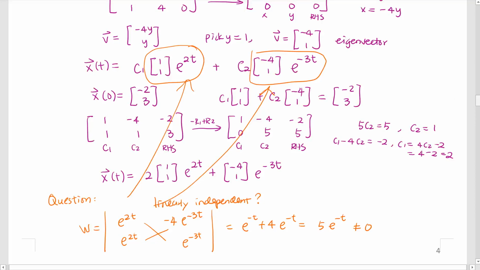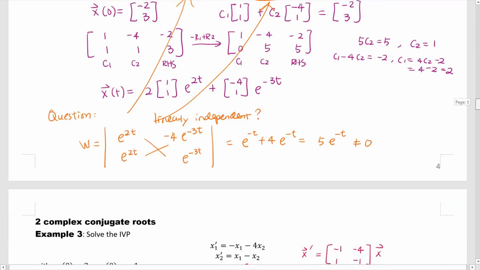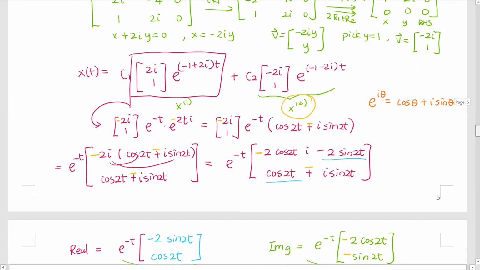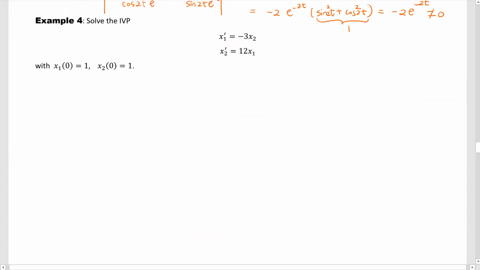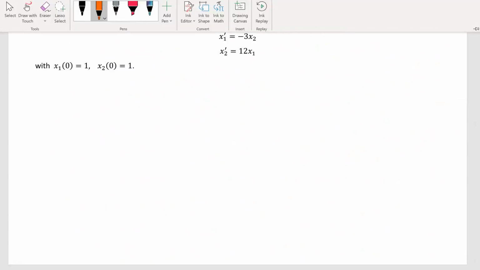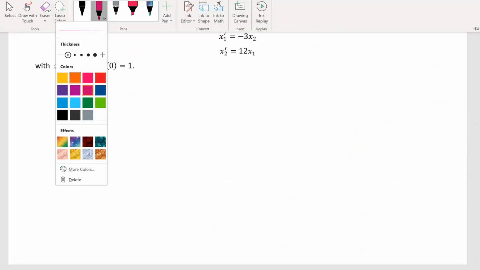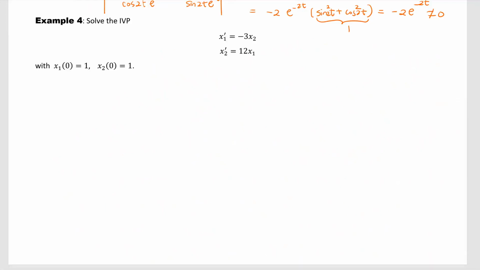Okay, so let's keep going. Okay, so here we have example 4. So let's solve example 4. Please pause the video and try to work on this problem first. After you're done, let's check our answer together. This is how we learn.